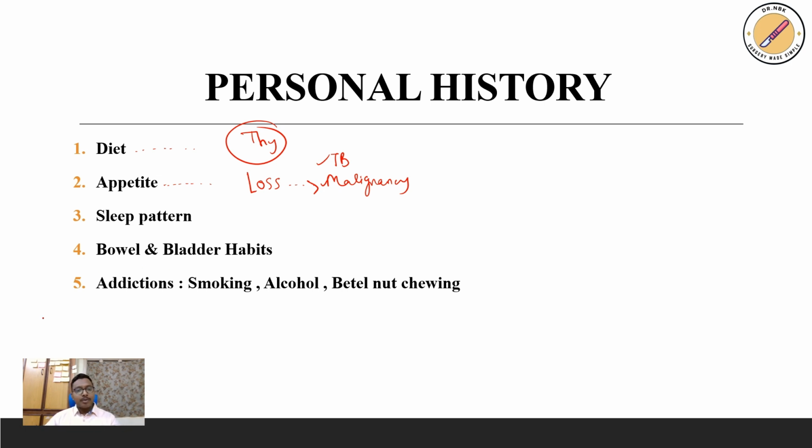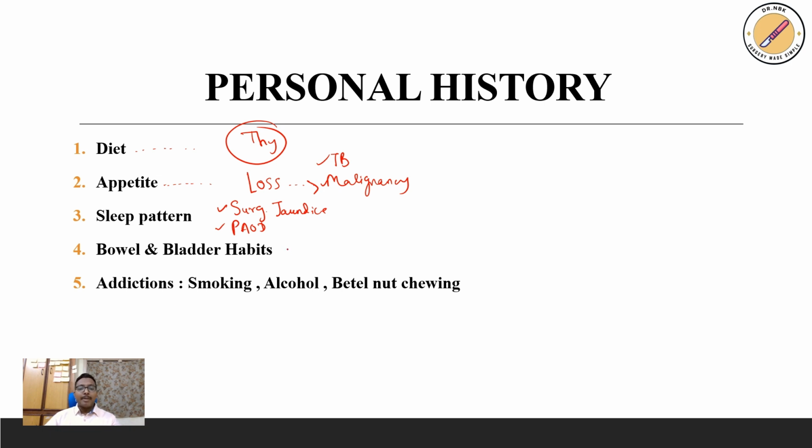Okay, right. Next, sleep pattern. There are certain conditions where sleep pattern is disturbed. For example, peripheral artery occlusive disease. In case of severe disease, there will be severe pain, and the patient will not be able to sleep because of the pain. Also in case of surgical jaundice. What happens in surgical jaundice? Because of the deposition of bile salts beneath the skin, there will be severe itching. Because of that severe itching, the patient may not be able to sleep properly.